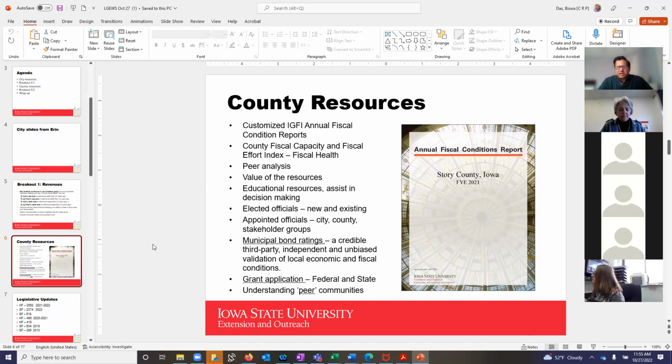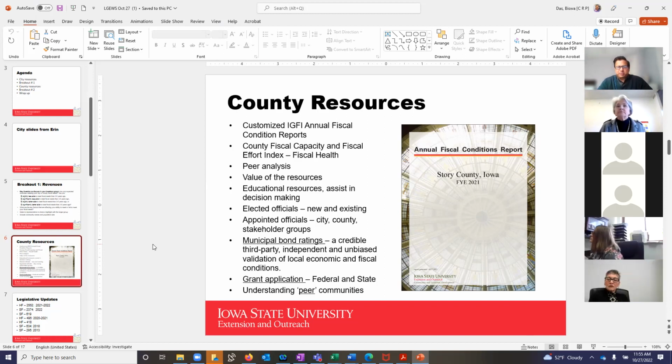Our reports are also created in a way that helps cities and counties to use them for in-grant applications. Now, we use the most current census data on demographics and economics, the most current data on local finances. So with the customized information we provide, it helps local governments to use that in grant applications.